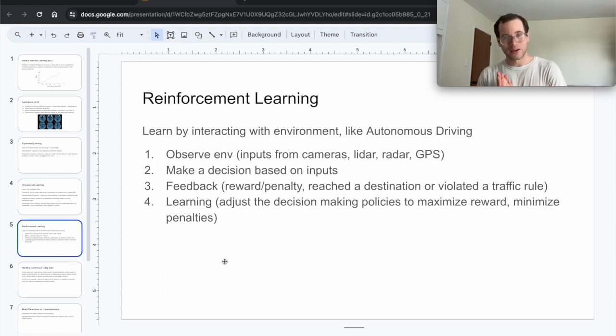And there's another area called reinforcement learning. And this is a little bit of a blend of the supervised learning, but basically what happens, and a good example of this is autonomous driving, is you will have a bunch of features that are fed to your model. And so you're going to observe the environment. In this case, pretend you had a Tesla, it's going to get a bunch of inputs from the cameras, the LiDAR, radar, GPS. And with all these inputs, it's going to have to make a decision.